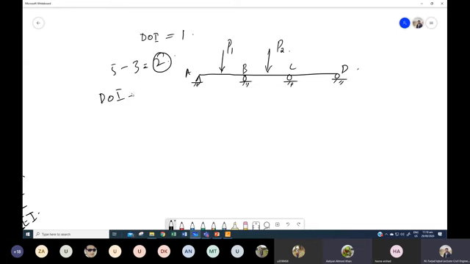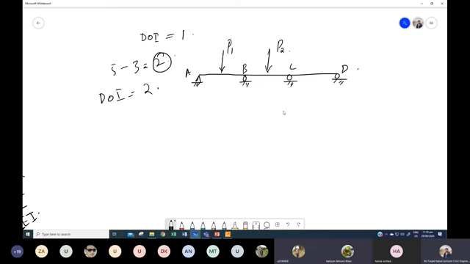Degree of indeterminacy for this beam is 2, that is greater than 1. So earlier, in both problems and even in the theoretical part, we discussed the beam with 1 degree of indeterminacy. So we wrote the compatibility equation for one beam. But in this case, the degree of indeterminacy is 2. So we should have at least two compatibility equations so that we can figure out the unknown reactions or we can solve this beam.